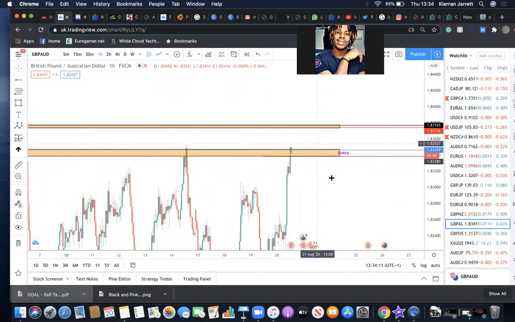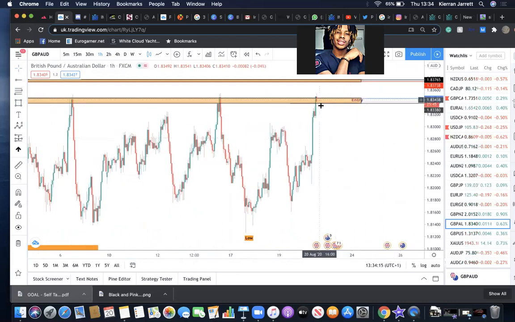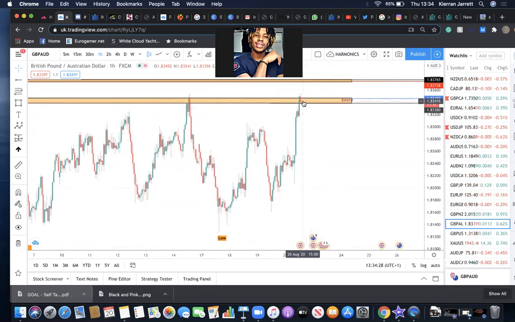Okay, cool. And guess what, guys? All we're going to do now is wait. If this really does sell below this area and it keeps selling, then we're going to take the trade. Go to MetaTrader 4, go to GBPAUD, and press sell by market.